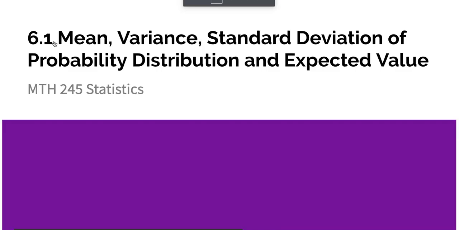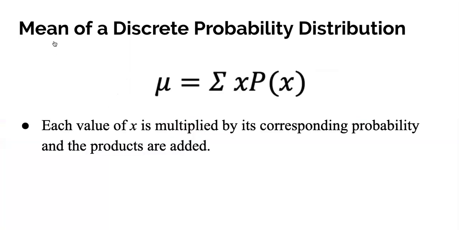All right. So the second part of 6.1, we are talking about mean, variance, and standard deviation. We're just simply going to find the variance and take the square root of that variance, and that's going to be called standard deviation. We'll also learn something called expected value, which is just the mean. Let's start with the mean of a discrete probability distribution.